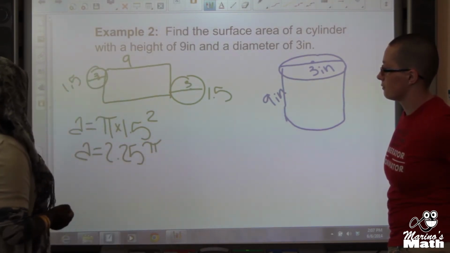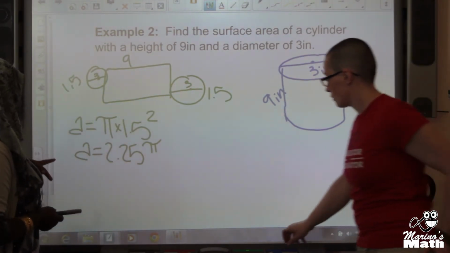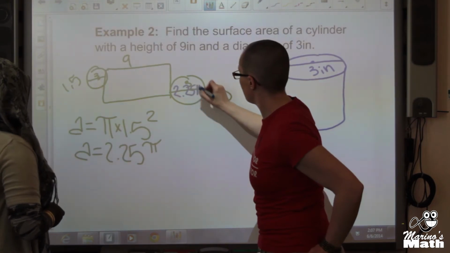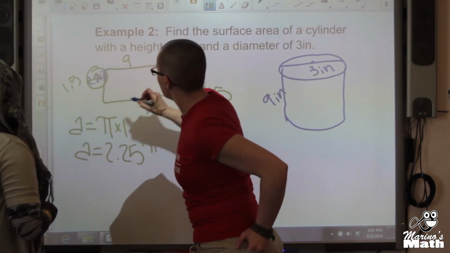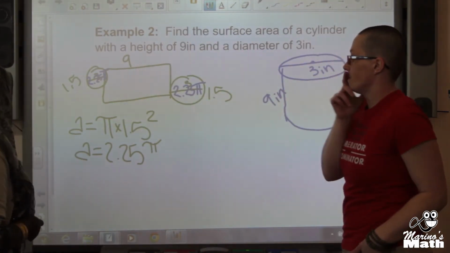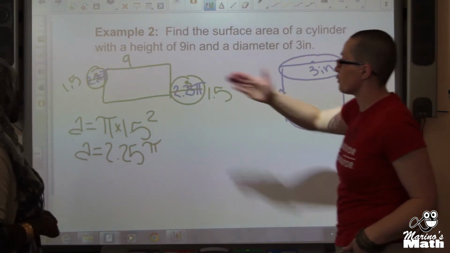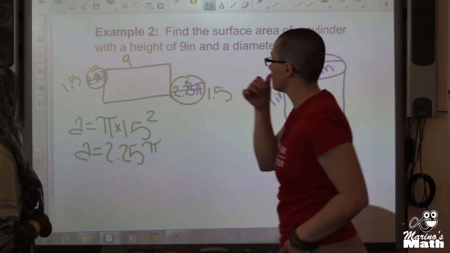And next, we find the area of the rectangle. So what we found right now is that this is 2.25 pi and this one is 2.25 pi. Can we find the area of this right now? Do we have two measurements to multiply? No. So what do we need? The circumference, to find our second side, which comes from rolling the circle one time around.